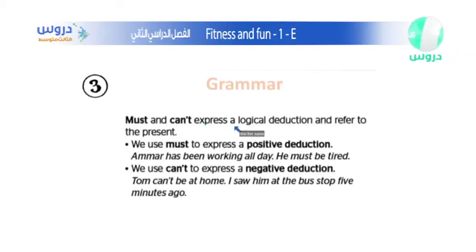Must and can't express a logical deduction and refer to the present. We use must to express a positive deduction. We must go. Ammar has been working all day. He must be tired. I'm 100% sure. We use can't to express a negative deduction. Tom can't be at home. I saw him at the bus stop 5 minutes ago.